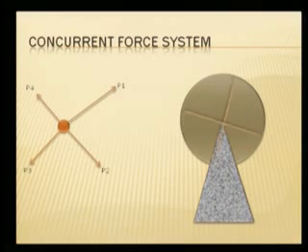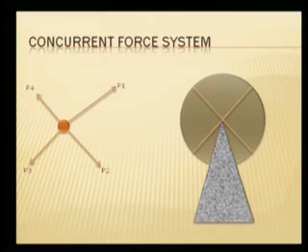Concurrent force system: the forces whose lines of action meet at one point are known as a concurrent force system. Here we can see that the line of action of P1 and the line of action of P4, the line of action of P3 and P2 meet at this point. So P1, P2 and P4 form a system of forces named the concurrent force system.